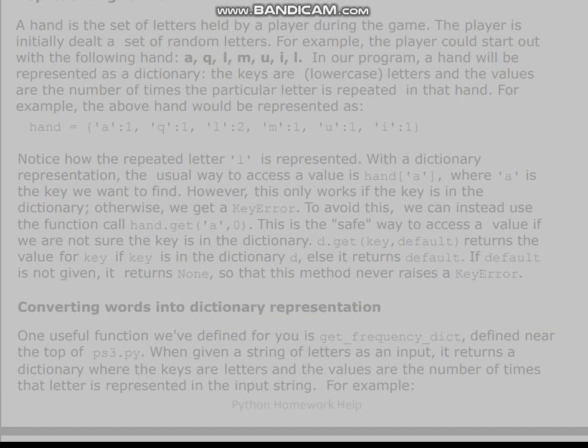Representing hands. A hand is the set of letters held by a player during the game. The player is initially dealt a set of random letters. For example, the player could start out with the following hand: a, q, l, m, u, i, l. In our program, a hand will be represented as a dictionary. The keys are lowercase letters and the values are the number of times the particular letter is repeated in that hand.